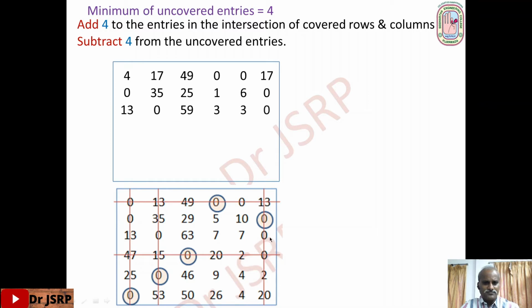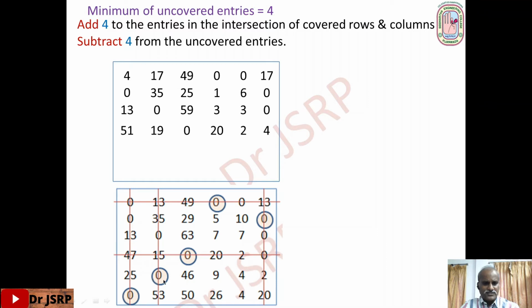This remains same. Here add. It is the intersection of covered row and column. Add here. 47 minus 4, 51. This is also an intersection. Add 15 plus 4, 19. These 3 remain same. 0, 20, 0, 2. Sorry, 2. This is in the intersection. Add. So that means this previous possible assignment is removed here.